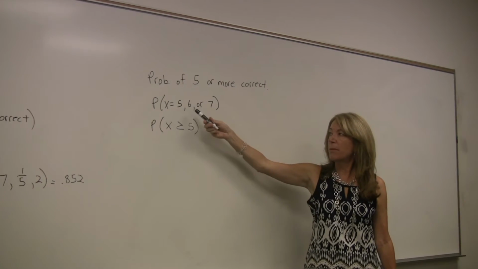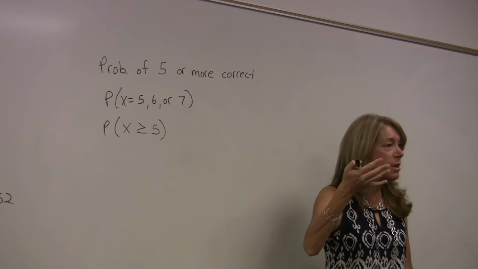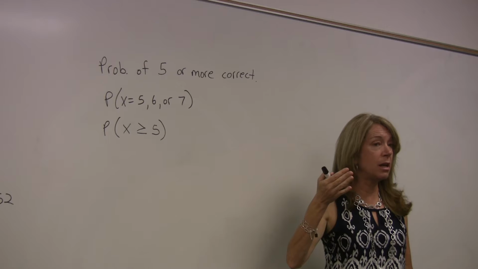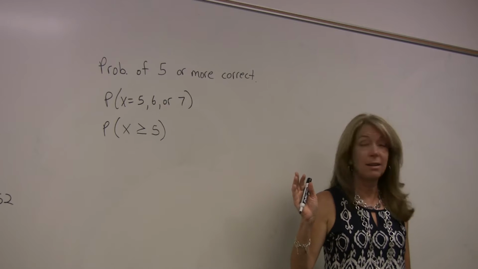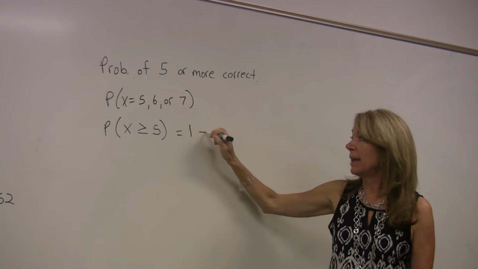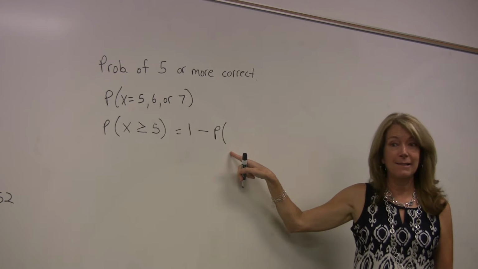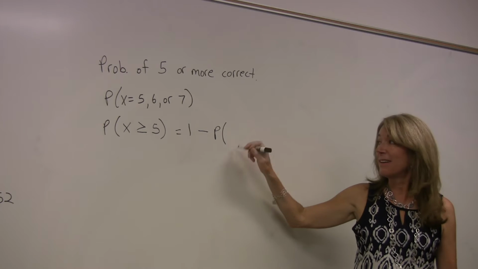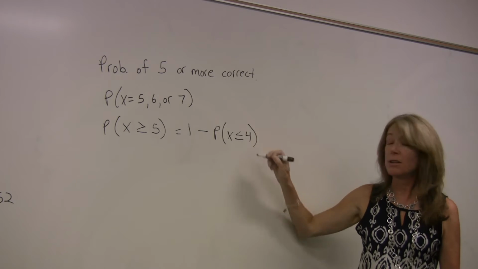But what's the complement of getting 5, 6, or 7 right? Not getting 5, 6, or 7, which would be which numbers? Less than 5. But specifically which numbers would those be? 0, 1, 2, 3, or 4? 4 would be the highest? So the complement of this, 1 minus, how would I write the complement? Less than or equal to 4.